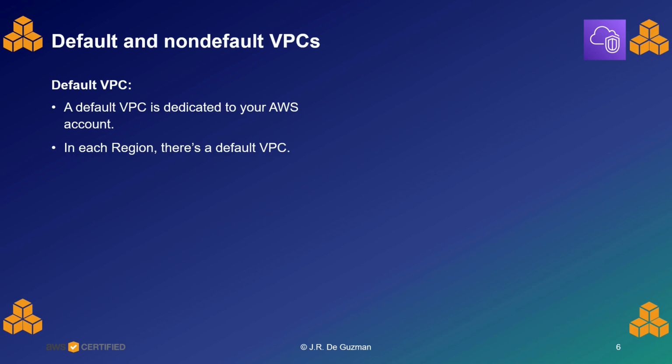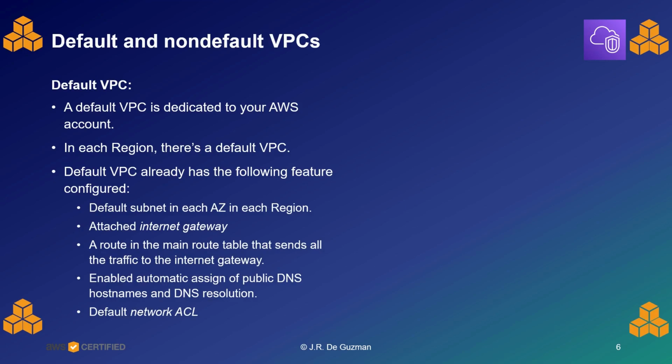If you look into US East 1 or North Virginia, you have your default VPC there. And if you change your region to Oregon or US West 2, you have the default VPC there as well. The default VPC already has the following features configured. First, a default subnet in each AZ in each region.